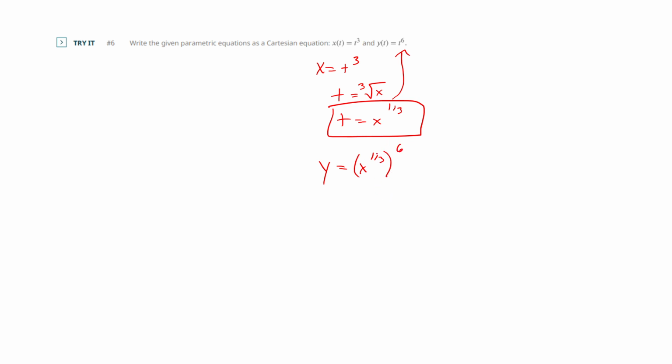A power to a power means we multiply those. So x to the 6/3 is going to be x to the 2nd. And we have eliminated the parametric aspect of the equation.